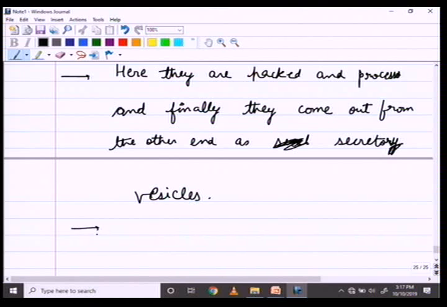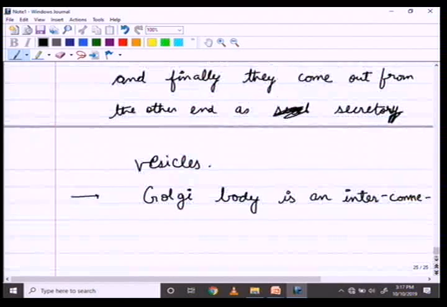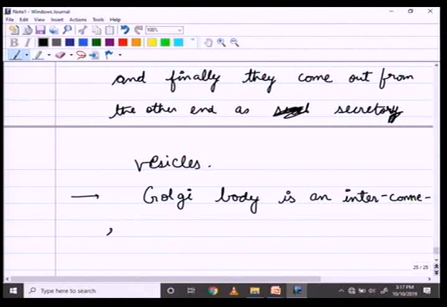Now, please write about the Golgi body. Golgi complex is an interconnected network of cisternae. Endoplasmic reticulum is an interconnected network of tubules, and the Golgi body is an interconnected network of cisternae.